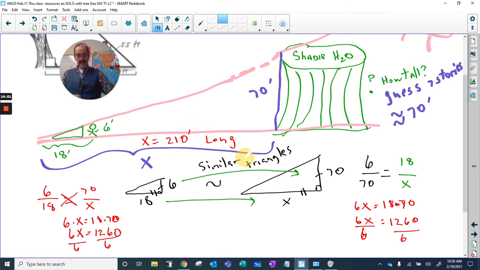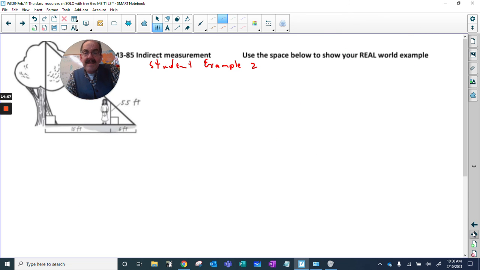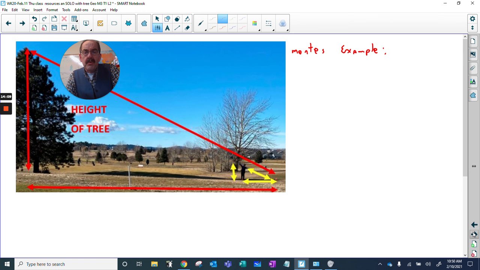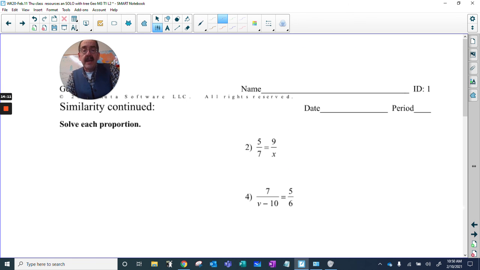Okay, so now let's go to another real world example the students had. Here was the example I gave. We just want to do some of these practice ones. So cross multiply. 5 times X, 7 times 9. 5x equals 63, divide by 5, divide by 5. We get some answer.